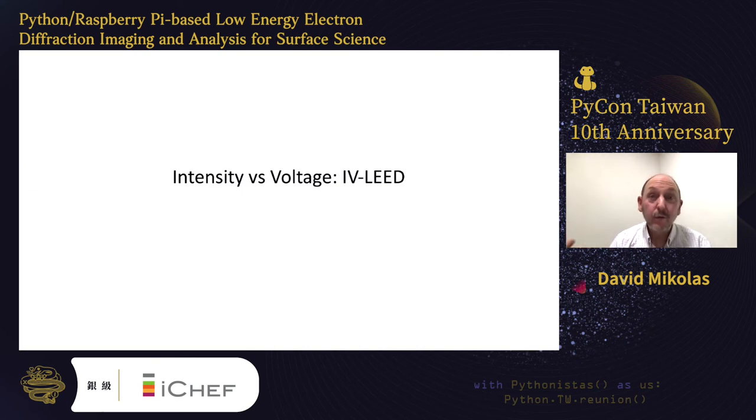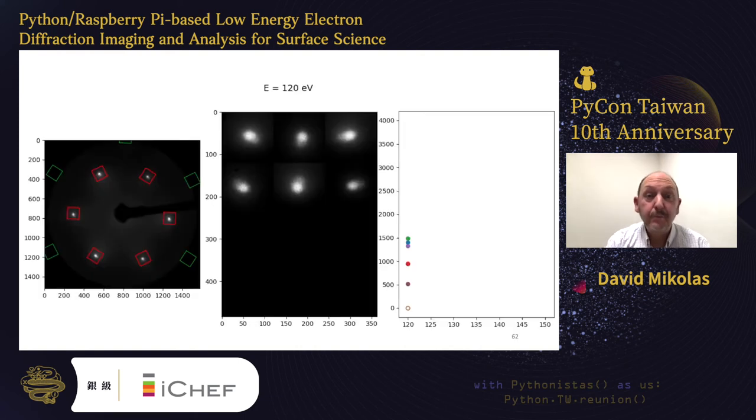Next, we are going to look at the intensity of the spots versus the voltage and vary the voltage. So starting at 120 volts, we're going to move these boxes basically 1 over the square root of energy, which is equivalent to the wavelength of the electron that's diffracting off the atoms on the sample.